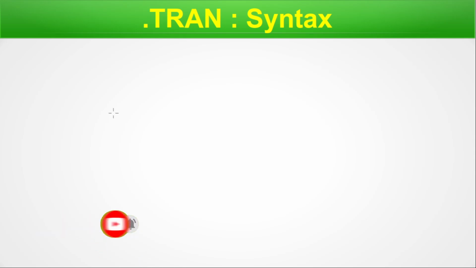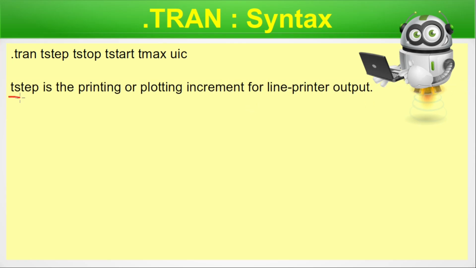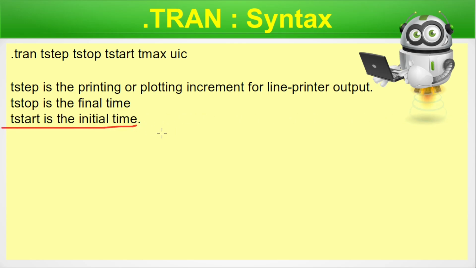Here in this slide, we will talk about the syntax and example of transient analysis. .TRAN, T-step, T-stop, T-start, T-max and UIC. So this gives the transient syntax. T-step is the printing or plotting increment for line printer output. That means it gives the step by which the simulation jumps from one point to another point. T-stop is the finishing line for the time-wise simulation. T-start is the beginning line or the starting line, that is the initial time.